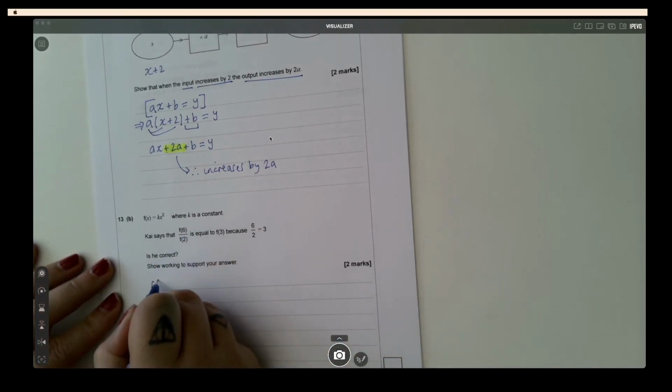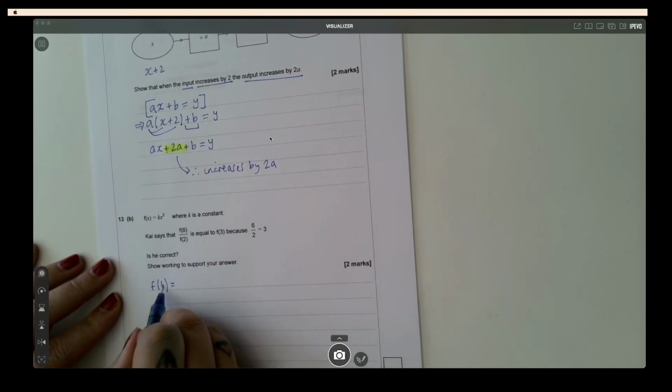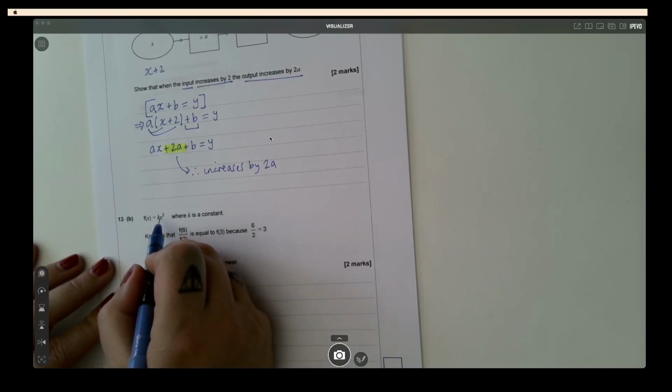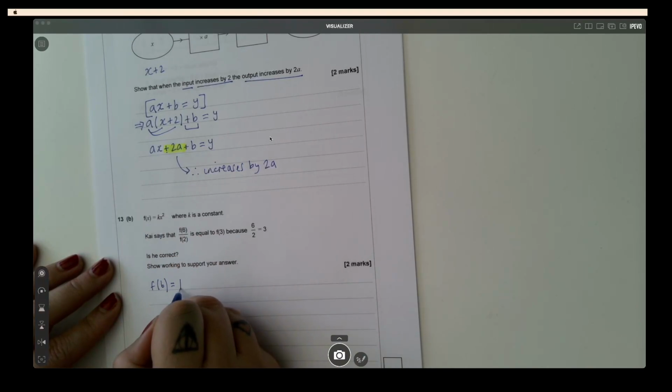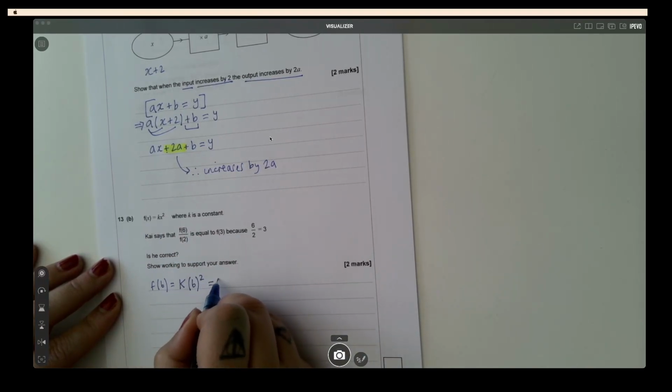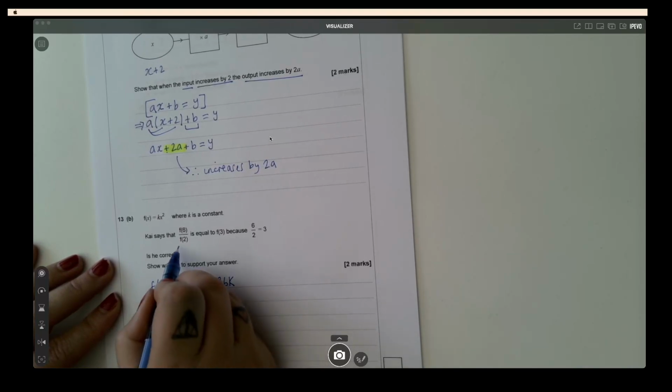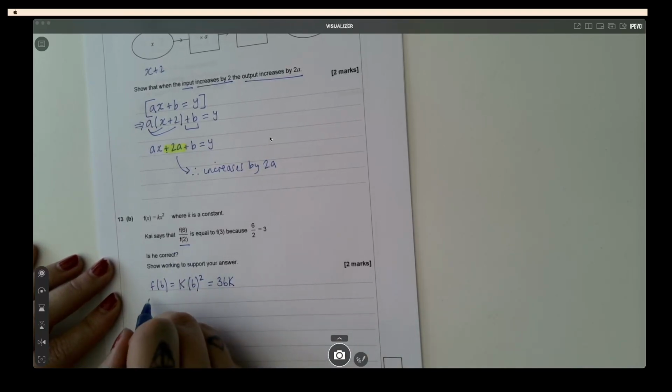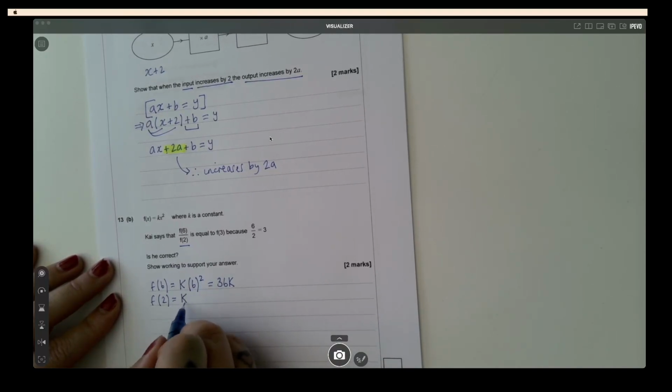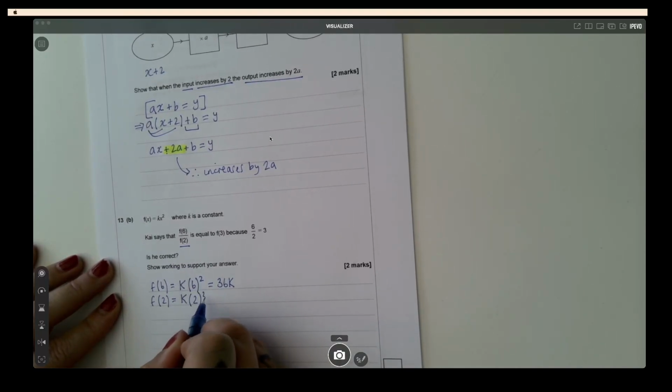Okay, so let's work out what f of 6 is. So f of 6 means substitute 6 where there's an x in this equation here. So we've got k times 6 squared, which is 36k. Let's find out what f of 2 is. So f of 2, substituting 2 in instead of the x. So k times 2 squared, which is 4k.